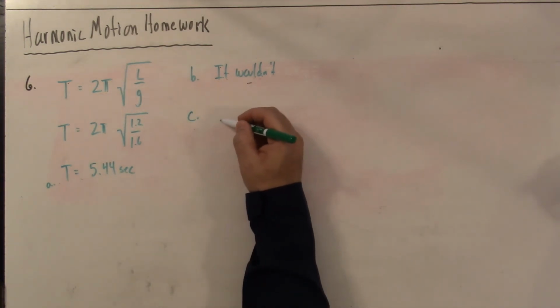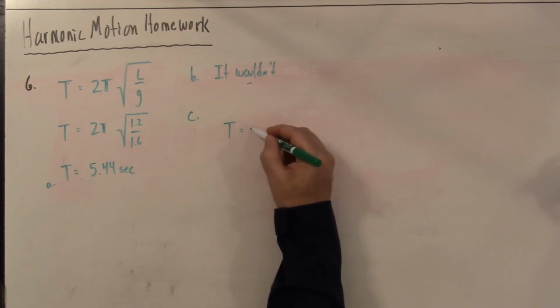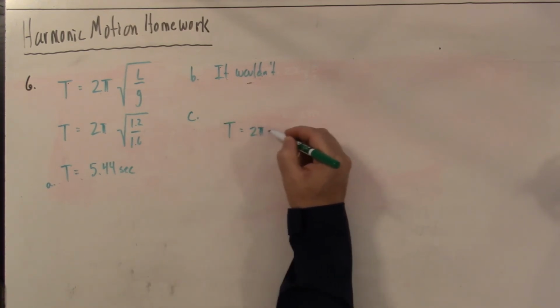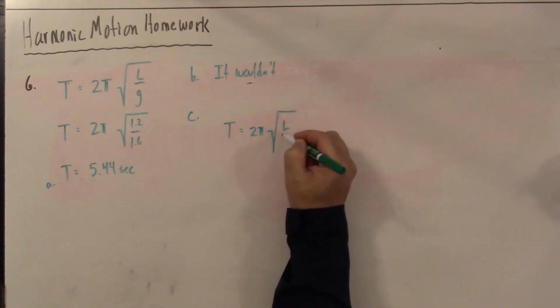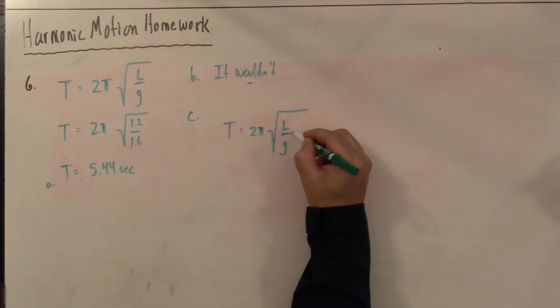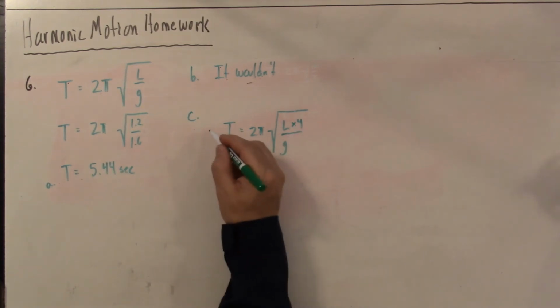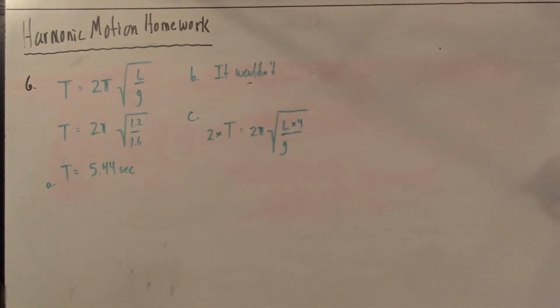Here it says, how would the period change if the length were quadrupled? Well, if T is equal to 2 pi times the square root of L over g, if I take my L and multiply it by a factor of 4, since the 4 is underneath the square root with the length, then I'm going to get 2 times the period. So if you quadruple the length, you get twice the period.